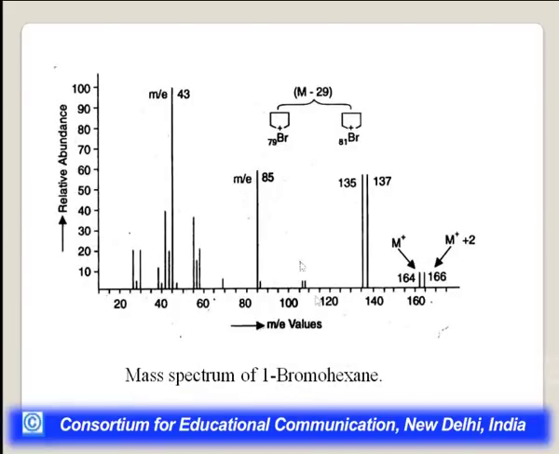This is the mass spectrum of 1-bromohexane, and here we observe the isotopic bromine 79 and 81 peaks in the same intensity. You can see the relative abundance is the same. If you observe this in any spectrum, you can immediately have an idea that a bromo compound should be there.